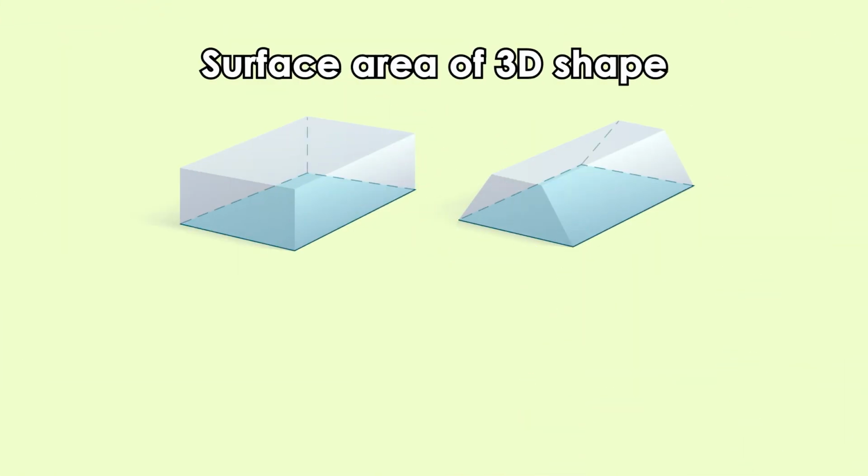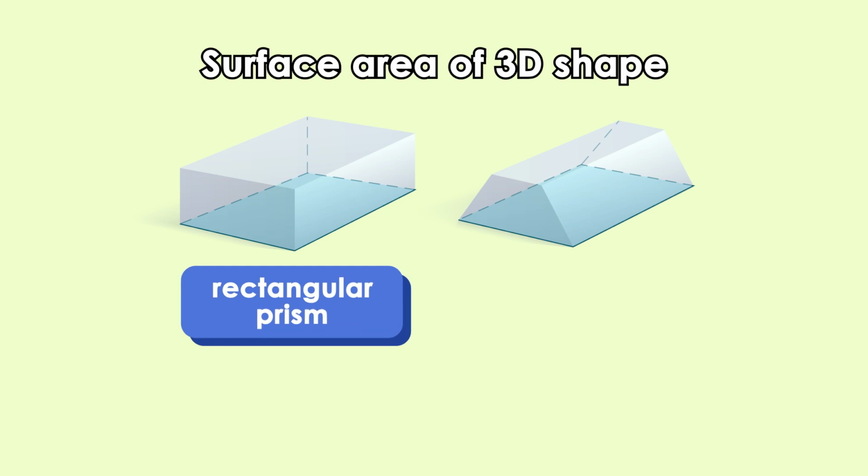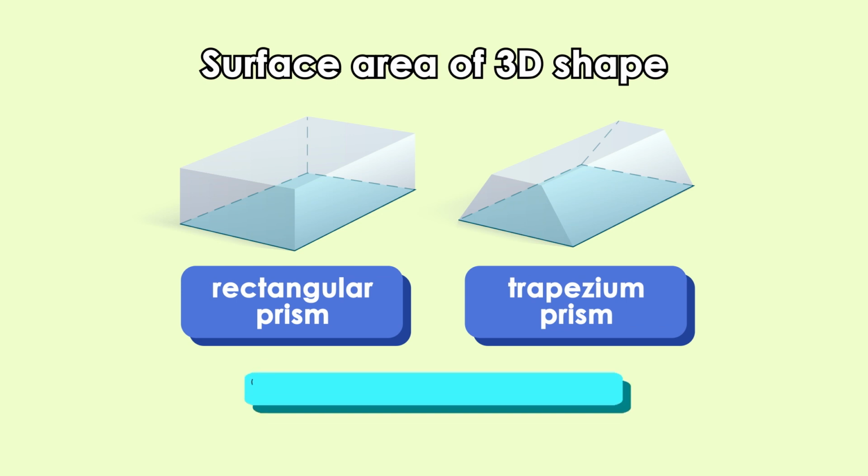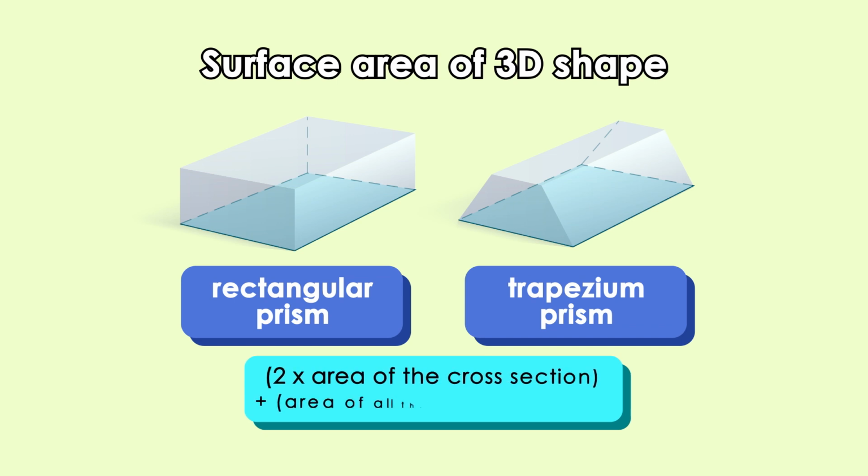Do you know that we have different types of prisms? We mentioned earlier that a prism is named according to the cross-section of the prism. Here, we have a rectangular prism and a trapezium prism. Can you figure out how to find the surface area of these prisms? It is as simple as 2 multiplied by the area of the cross-section and add the area of all the lateral faces. You are doing great!